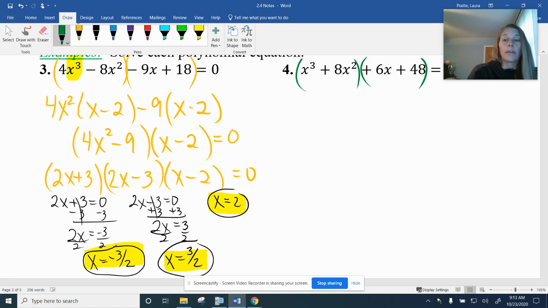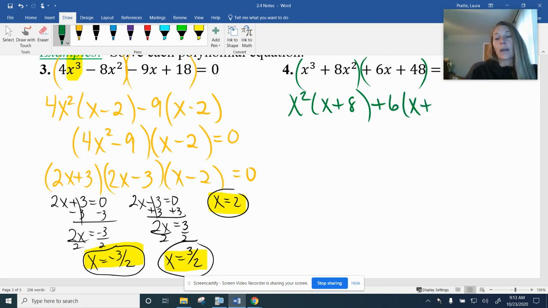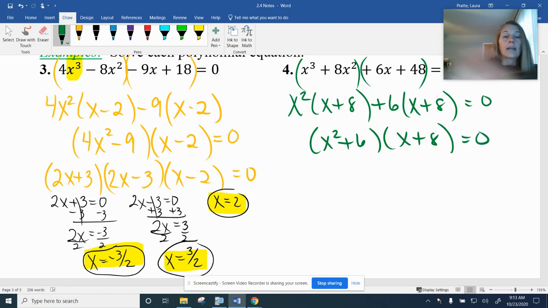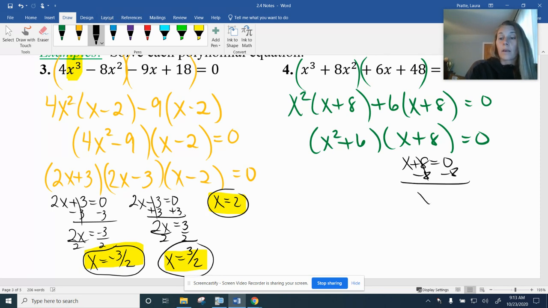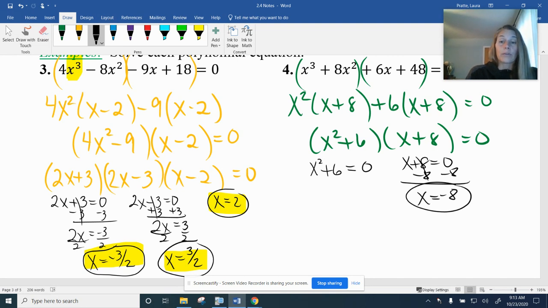Grouping my terms together. So I have an x squared, and I'm left with x plus 8. Over here, I have a 6, and I'm left with x plus 8. And then my factors are x squared plus 6 and x plus 8. Now the x plus 8, I can easily solve that one by setting that equal to 0, and I would get x equals -8. Now on this other factor, I can't factor it anymore, right?